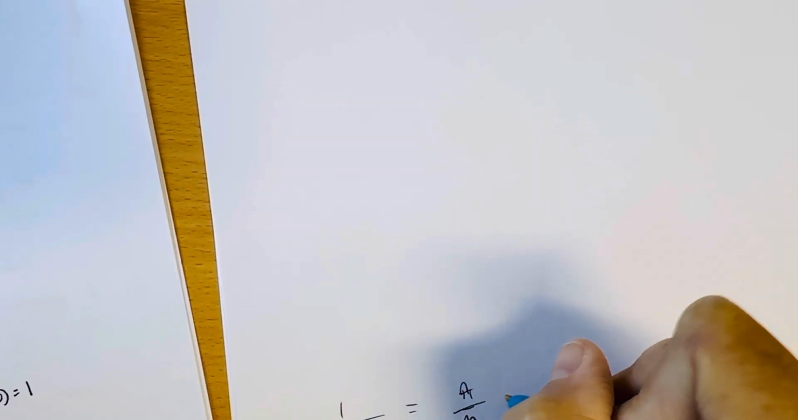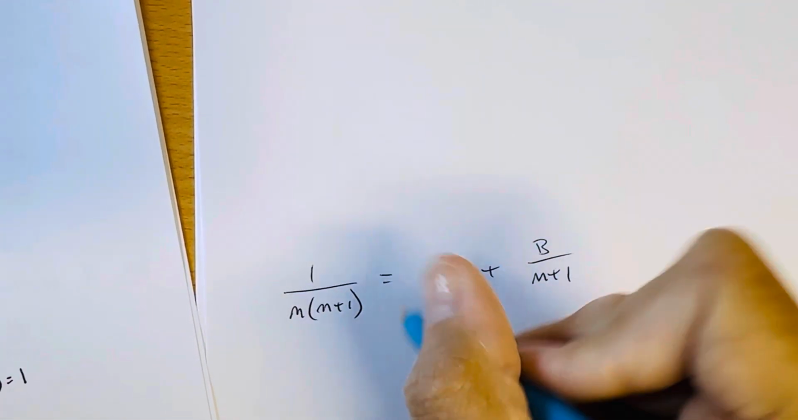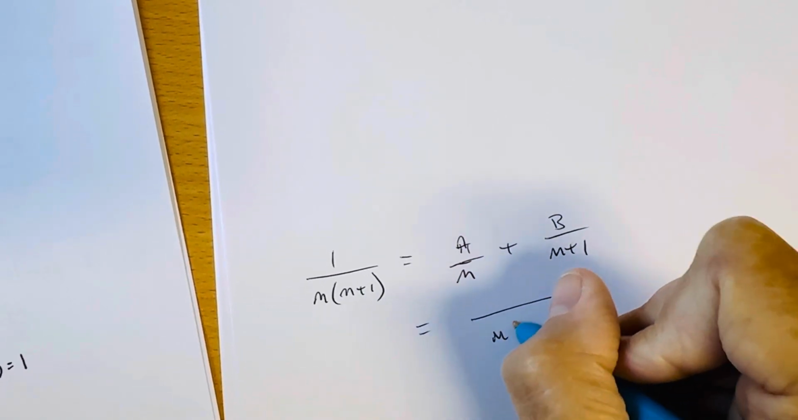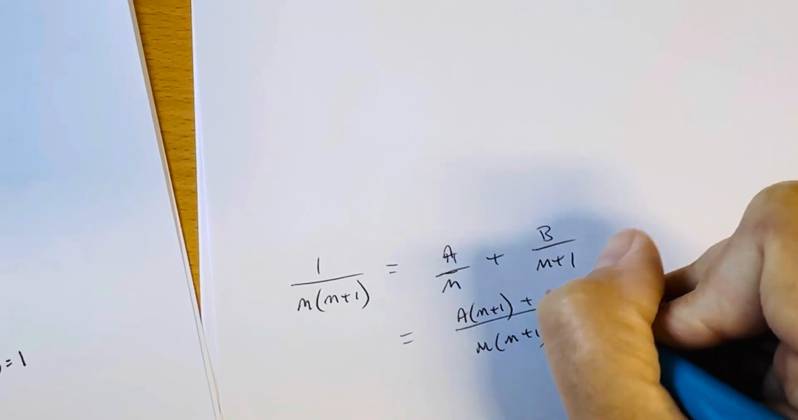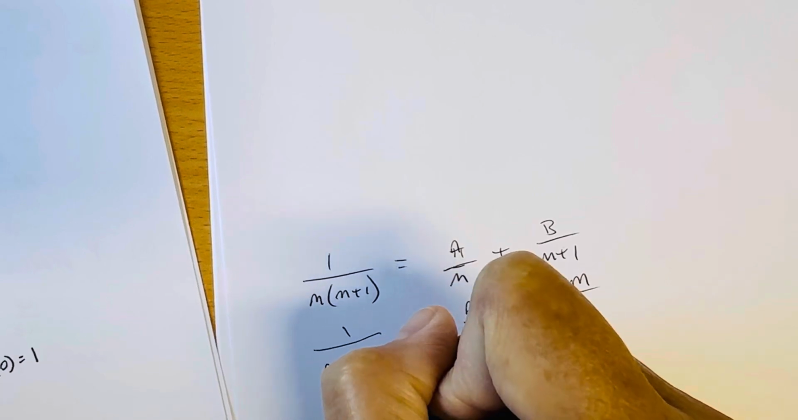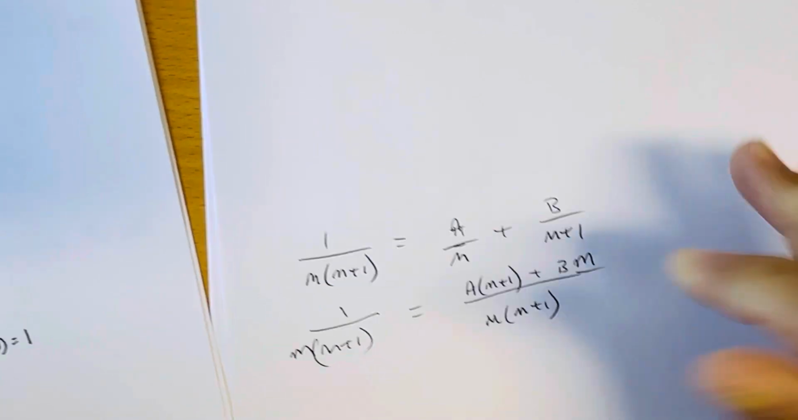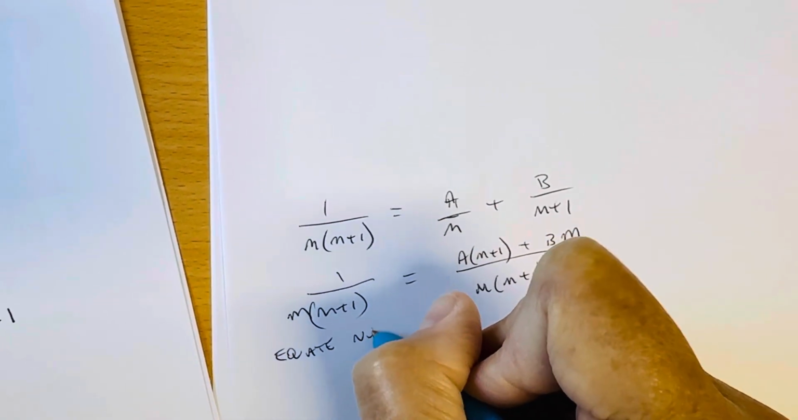I'm going to run down here for my partial fractions. 1 over m plus 1 equals a over m plus b over m plus 1. Oh, sorry, I split my fraction. So that's a(m plus 1) plus b m. We then equate the numerator.